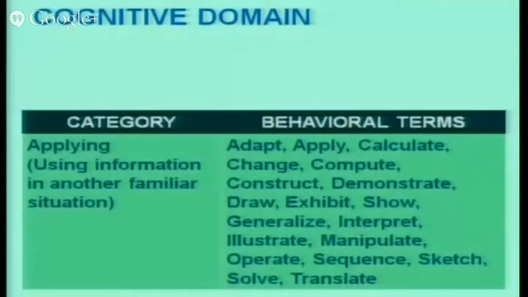Now next level is his ability to use classroom information in another familiar situation. इसमें application वो नहीं होगा कि simply putting the values in the formula and finding out the factor. जैसे मैंने बोला F is equal to ma, F and m are given, the student has to find a. This is not application. Application means how this relationship between F and a can be used for solving another problem. That is applying. That is his ability to apply classroom learning in a new situation. So these are the verbs which can be used for writing objectives at this level.